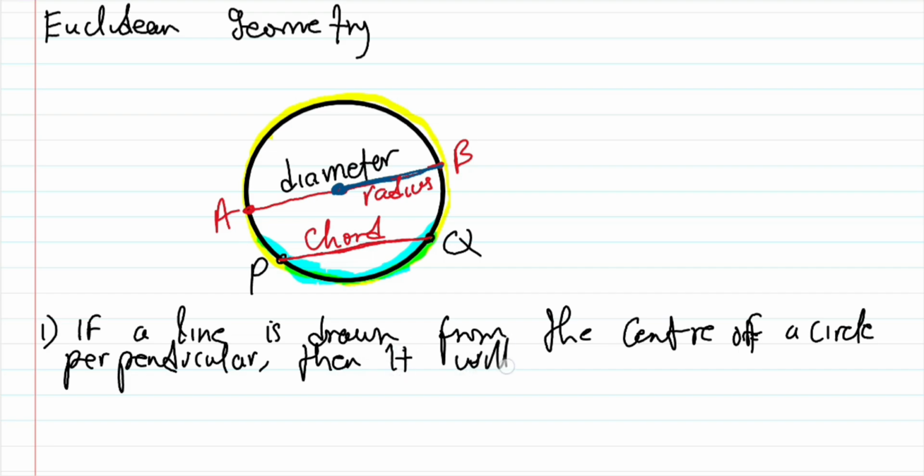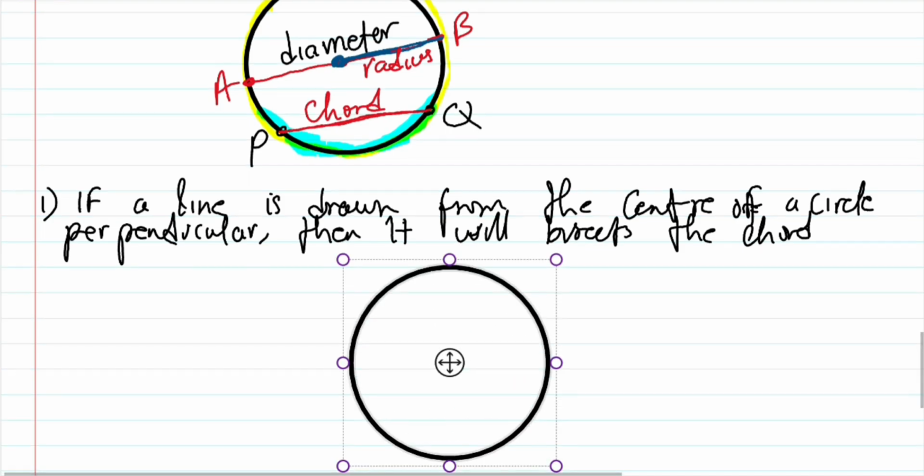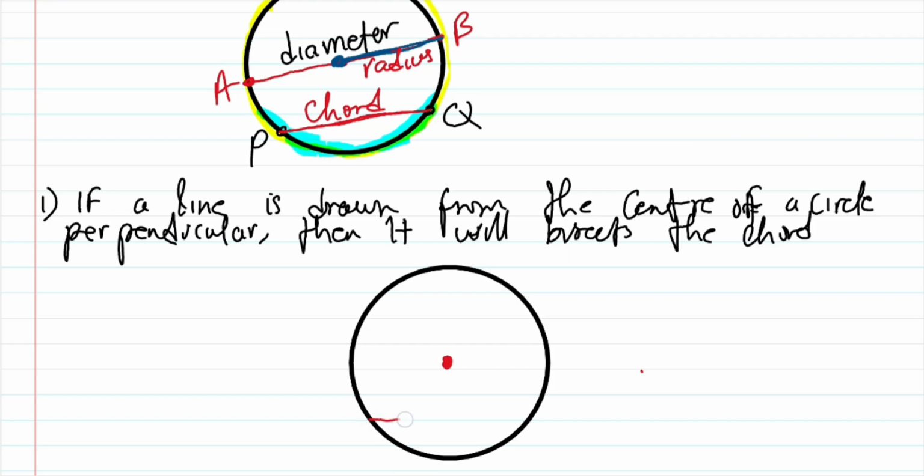It will bisect the chord, which means it will divide the chord into equal parts. To bisect is to divide something into equal parts. So that's what this theorem says. So let's have a circle and a point here at the center, and another chord we can have, it's AB.